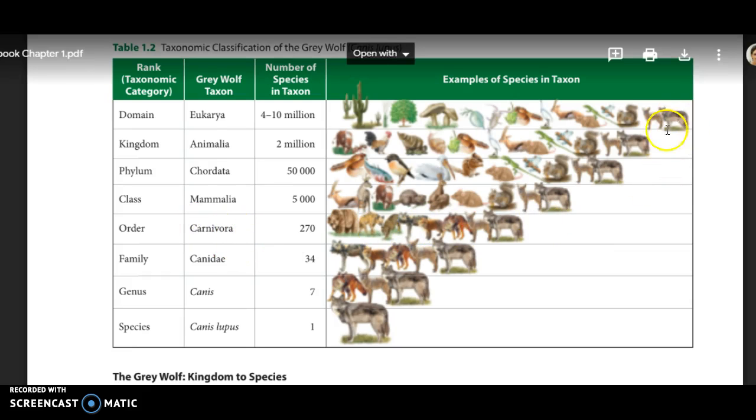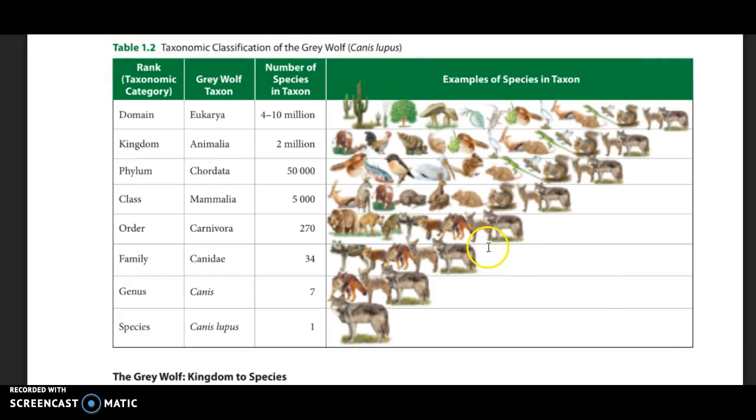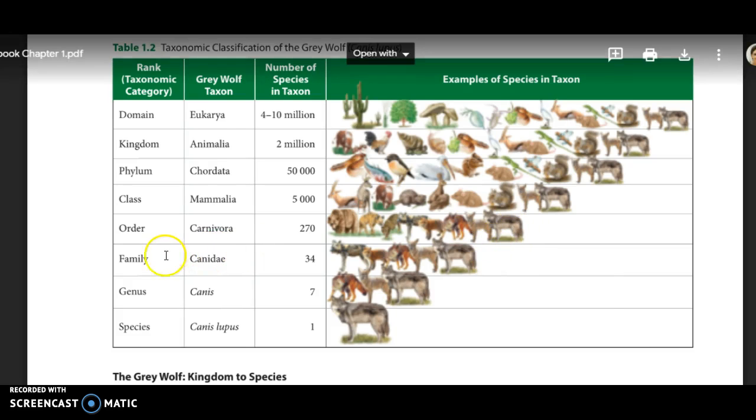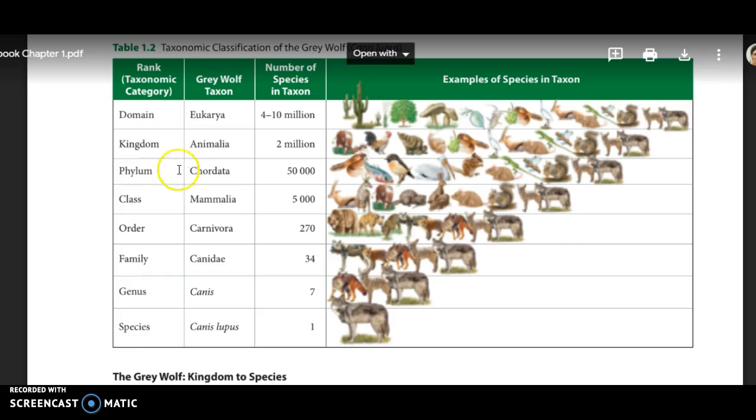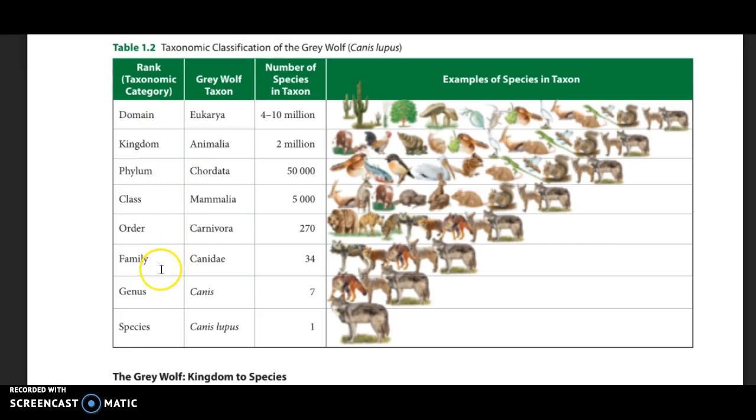And so as we go down here, we're seeing we're funneling these organisms into more and more specific categories. Okay, then we get into families, which is Canidae. So again, we're at domain, kingdom, phylum, class, order, family, Canidae. 34 organisms belong to Canidae. Then the genus is Canis. So Canis, only 7 species of organisms belong to the genus Canis.